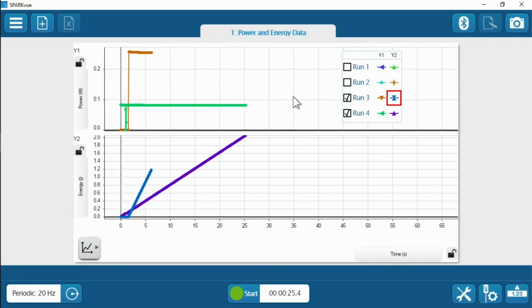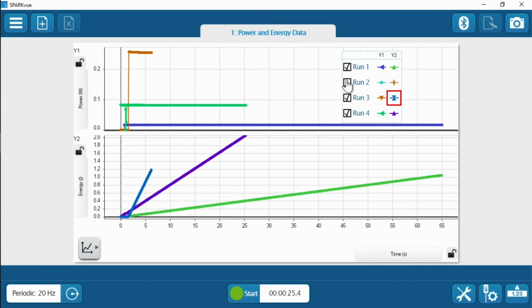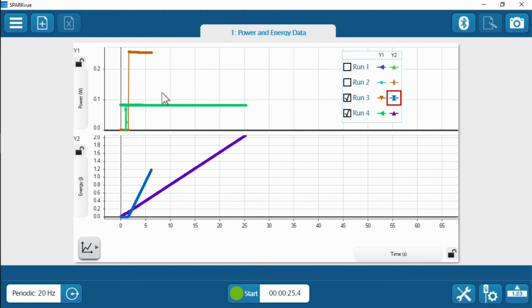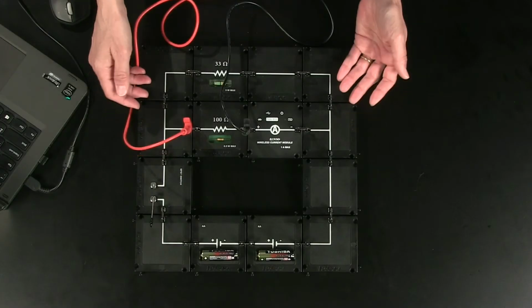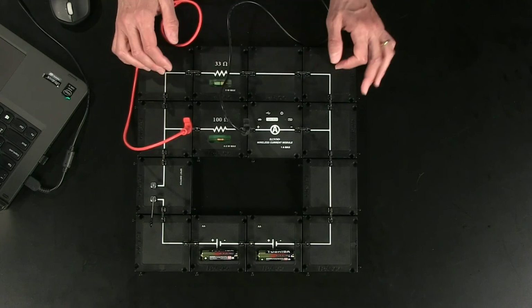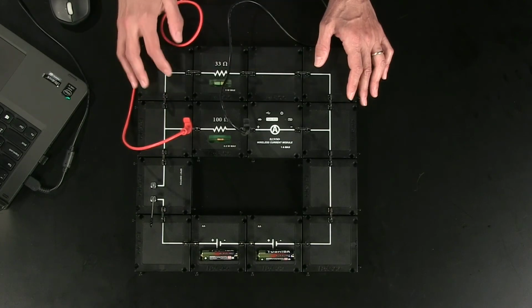When we look at our SPARKvue data, we see that our power is different for the 2 resistors in part 2, and it's also different from the power that was output by each of the resistors in part 1. In part 2, the 33 ohm resistor has the higher power output because while in a parallel circuit the resistors both have the same voltage drop, the current is greater across the one with less resistance.